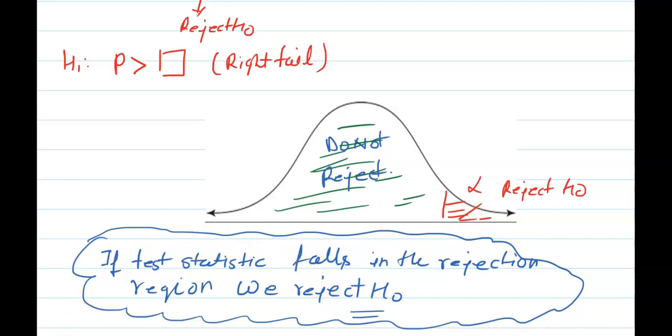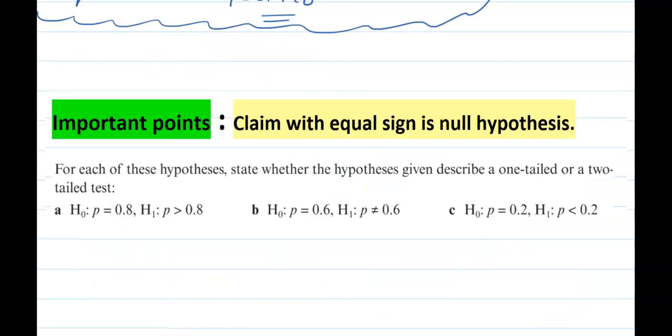Okay, let's do a couple of questions, and we'll find whether it is a one-tail test or a two-tail test. So here's a question for you now. And remember one thing, I have highlighted this important point here: the claim with an equal sign is the null hypothesis. For each of these questions, state whether the hypothesis described is a one-tailed test or a two-tailed test. Now please pause the video and have a go.